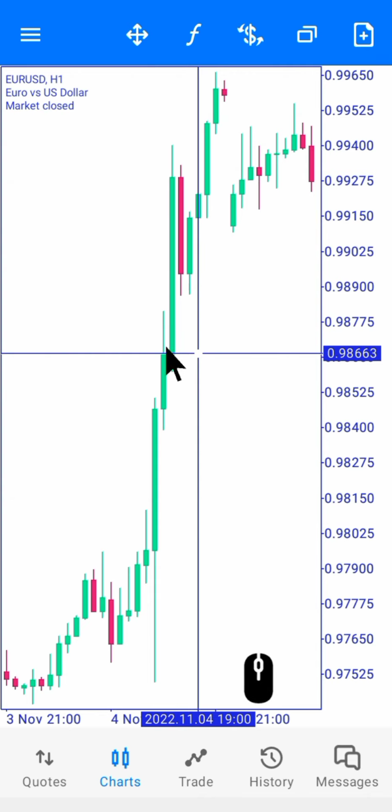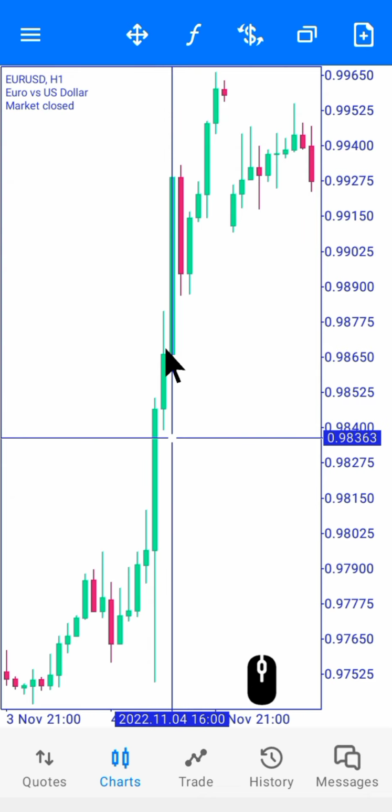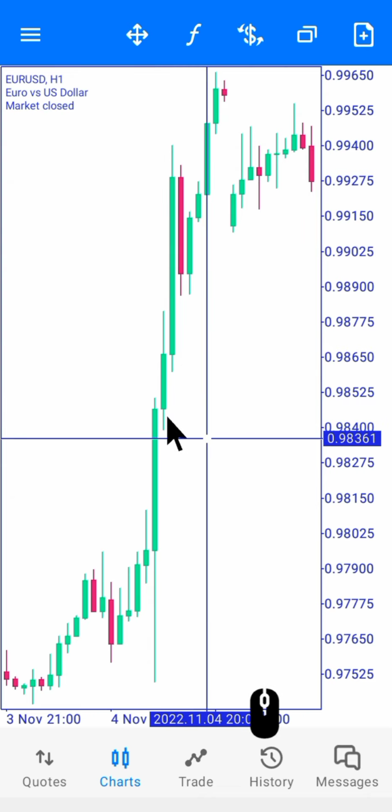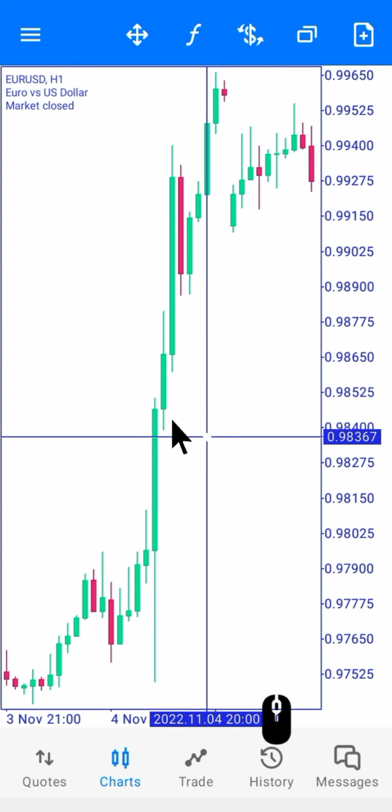Now, in case you set your buy stop here, you are going to set your stop loss below here. Don't set your stop loss in this wick. Just set your stop loss below it, because sometimes it can come back and reach here.